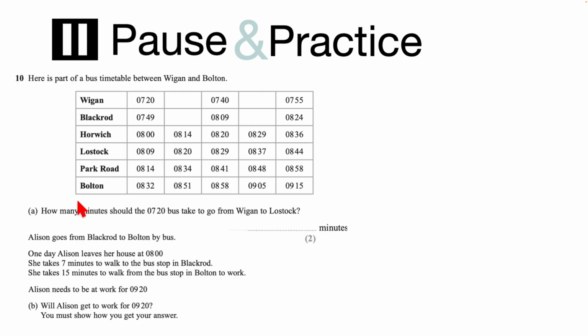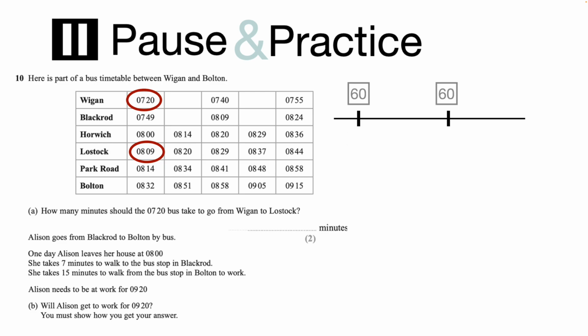Right, this first one. How many minutes should the 7:20 bus take to go from Wigan to Lowestock? Well, there's the 7:20. Lowestock is the 8:09. We're going to draw something that's going to help us. This, just 60, just so you don't forget that. 7 o'clock, that's 8 o'clock. And there is the 7:20 when you start the journey at Wigan, and there is the 8:09. Not drawn to scale, obviously.